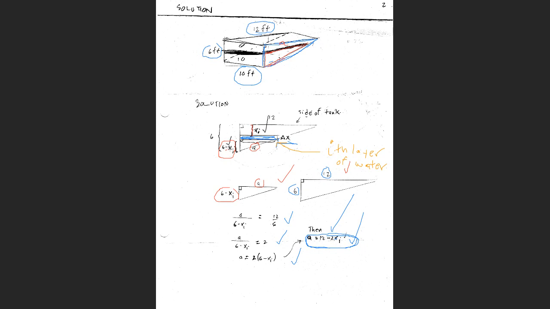Well, what should we do next? Now that we know the dimensions for the ith layer of water, we know the length, the width, and the height of this prism, or parallelepiped, or box. Think of it like a very thin box. What do we want to do with these dimensions? What do we want to find for the ith layer of water? Work. Well, that we want to get to work.